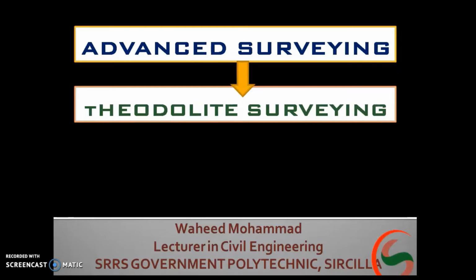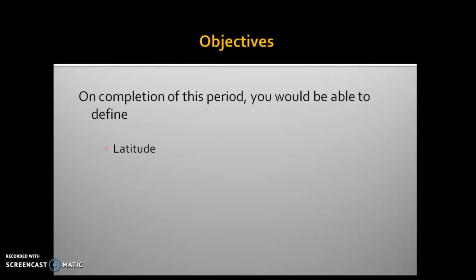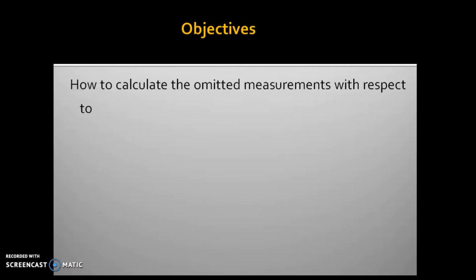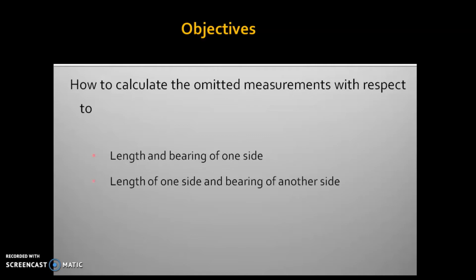So today I am with another topic, that is, what do you mean by a latitude, departure, what do you mean by closing error or error of closure, and you are going to study how to calculate the omitted measurements with respect to length and bearing of one side, length of one side and bearing of another side, length of both sides, bearing of both sides. All these are how to calculate the omitted.